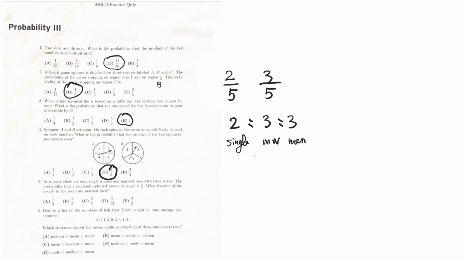So the question asks the fraction of the people in the room who are married men. Married men is 3 parts. The total is 3 plus 3 plus 2. That's 8. So the answer is 3 over 8. That's the married men, 3 of 8. That's the married women, and 2 over 8 is the single. So the answer is B.